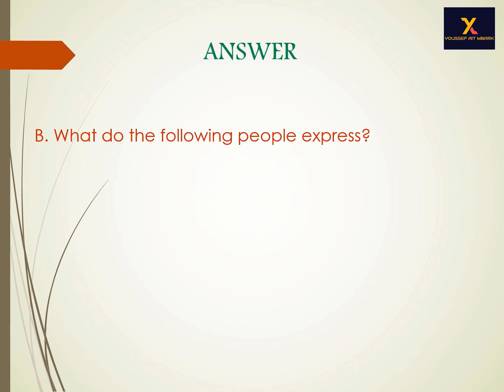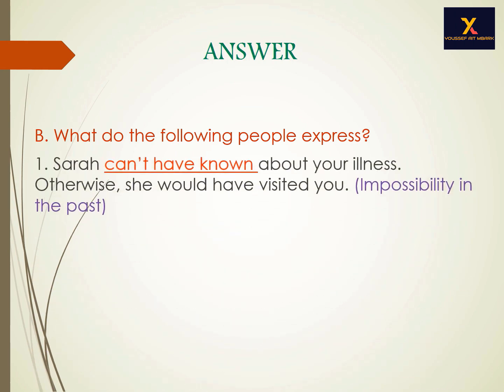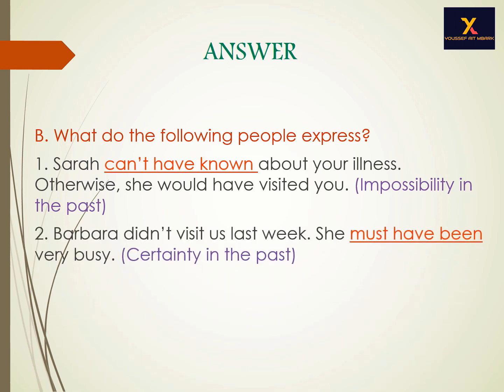This is the answer to our exercise. What do the following people express? Sentence 1. Sarah can't have known about your illness, otherwise she would have visited you. Here we have can plus have plus known, which is the past participle of know, and the modal can't expresses impossibility.